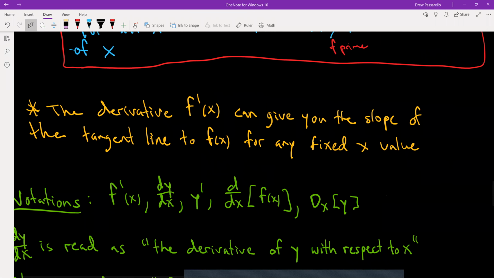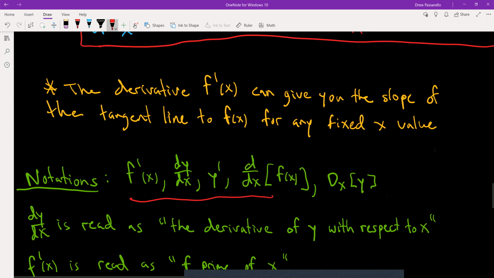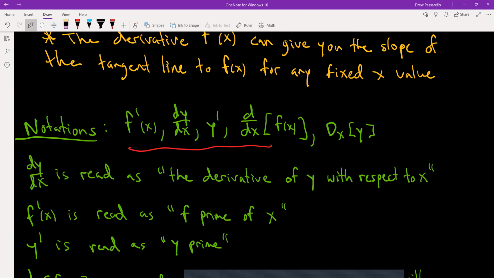And some notations, and we'll be using these throughout the course interchangeably. The ones that we'll be using mainly are these. I probably won't use the last one. So I've already said what the first one is, f prime of x. The other one, where it has dy, looks like dy divided by dx. This really doesn't mean division. It's just a weird notation, and it's read as the derivative of y with respect to x.